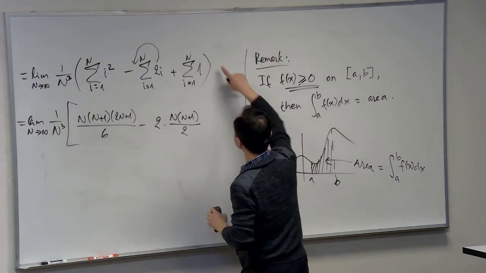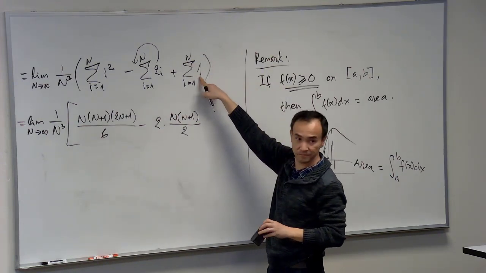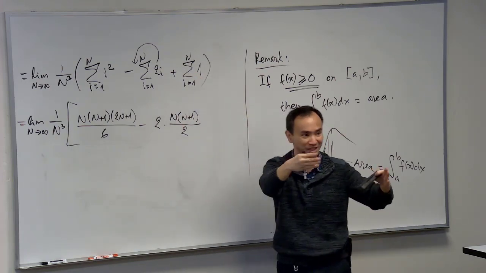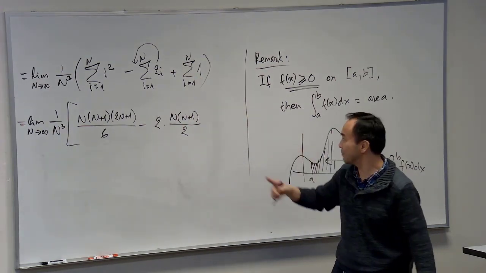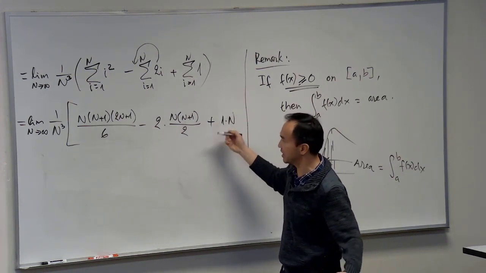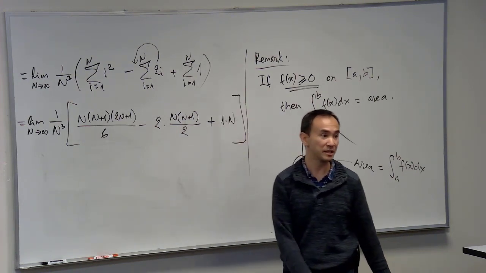What about that last summation? It was a summation of the constant term 1, 1, 1, and 1, right? We're adding up 1 n times. Okay? So that means the last term here produces for me 1 times n, which is just simply n. You guys agree there? Okay?